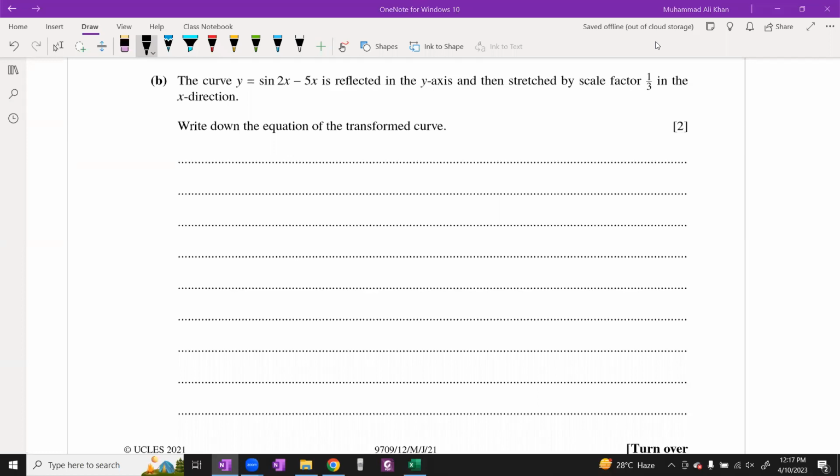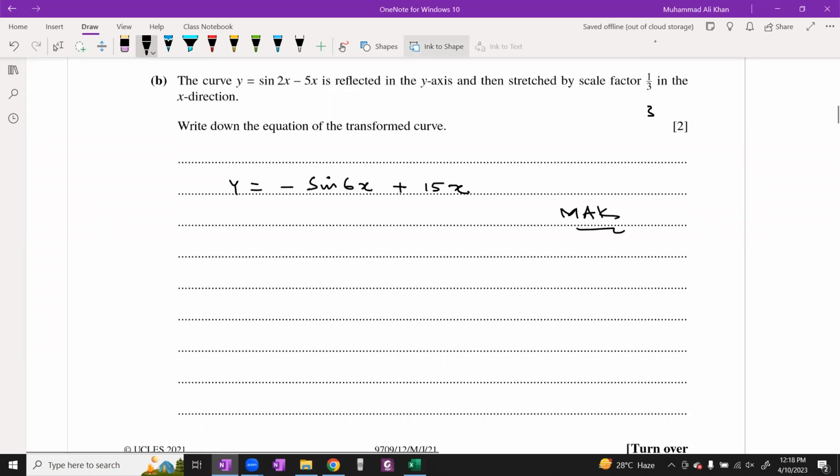The curve y equals sine 2x minus 5x is reflected in the y-axis and then stretched by scale factor 1/3 in the x-direction. Write down the equation of the transformed curve. When reflected in the y-axis, the function is multiplied by minus. The curve is then stretched by scale factor 1/3 in the x-direction, so we reverse the factor to 3 and multiply x by it. So the final answer is y equals minus sine 2 times 3, 6x plus 15x. This is the final equation of the transformed curve.